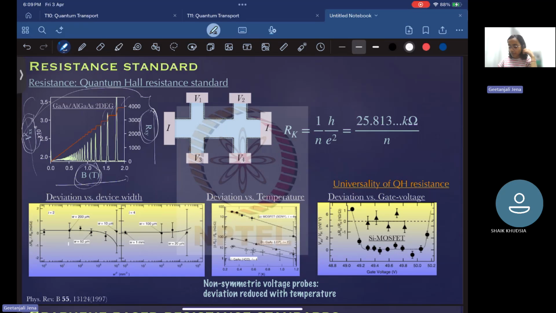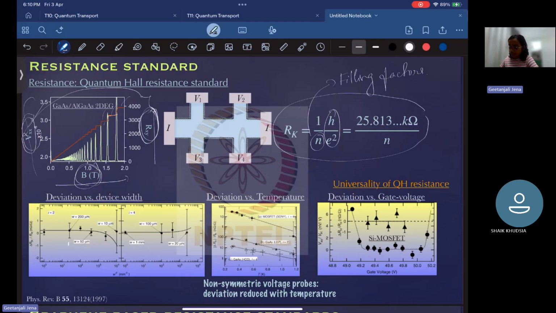The main point we are interested in is the Hall resistivity, and from the graph we can see that it is constant for a given range of magnetic field. We have expressed this constant value as h by e squared times 1 by n, where n is the filling factor we have seen before, and h by e squared has a value of 25.813 kilo ohm.